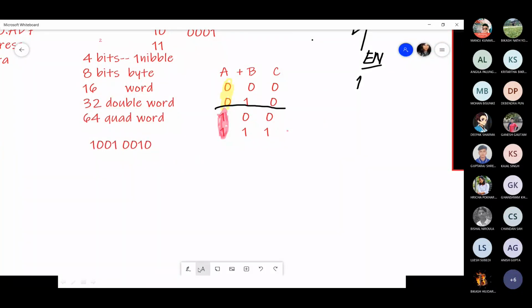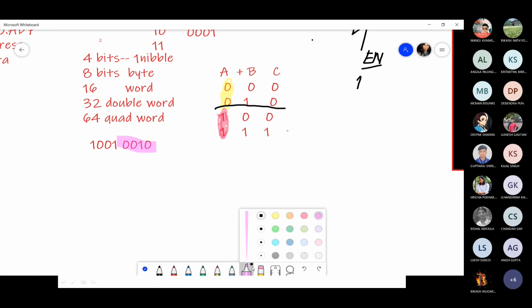Now, in this byte, this part is the lower nibble, while this part is the upper nibble. अब कुरा बुझ्यो? The one towards the least significant bit is the lower nibble, while the nibble towards the most significant bit is the upper nibble. Okay, that's enough for today.